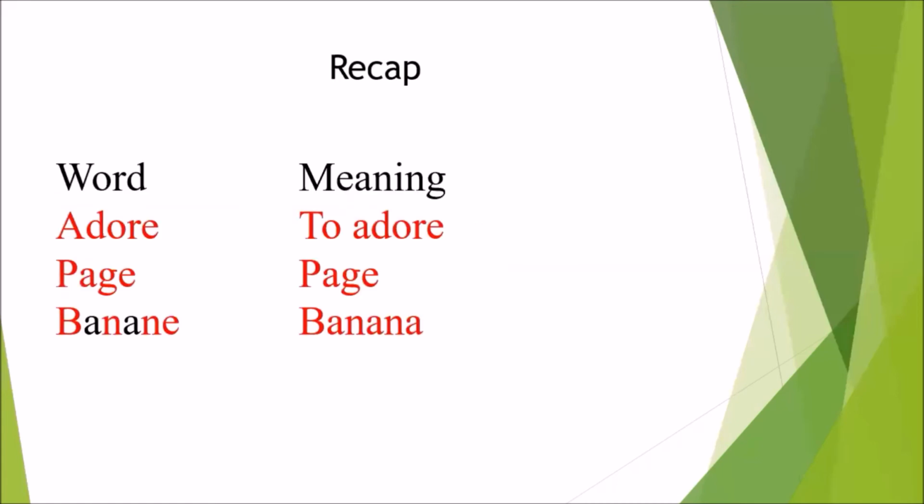Let's see the recap. The first word is adore, means to adore, because the A is coming at the beginning of the word, so the pronunciation will be adore. And when A is coming in between a word, so the pronunciation will be page. Page, meaning is page. If two A's are coming in between a word, so first A has the sound A and second has A. Banan.